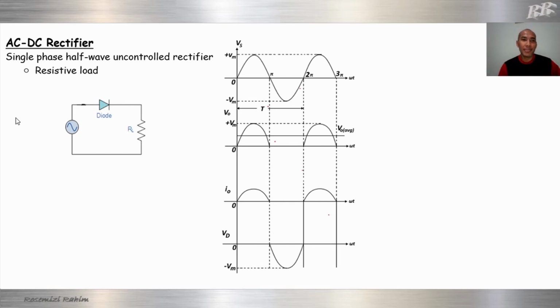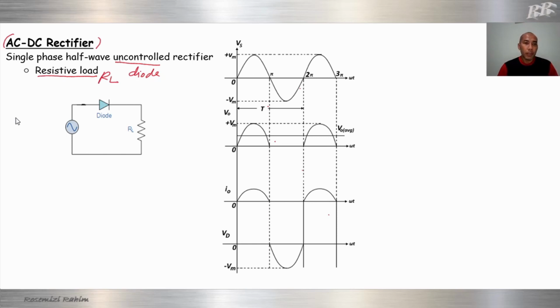Okay, hello everyone. In this video, I'm going to discuss the AC/DC rectifier. In this video, we will focus on the single phase half wave uncontrolled rectifier. Uncontrolled means that we use a diode. We focus on a resistive load, just R.